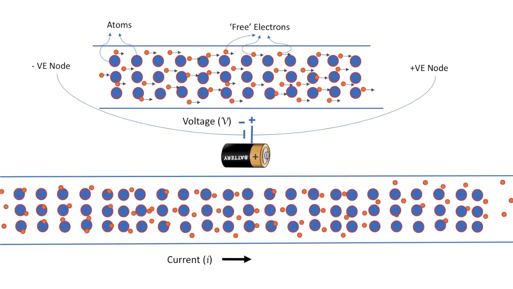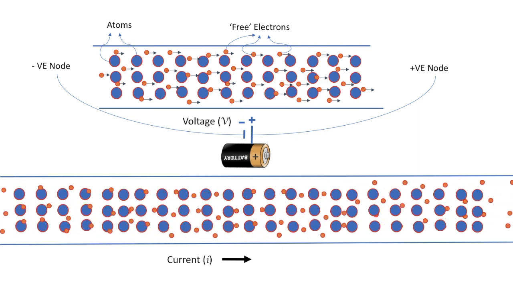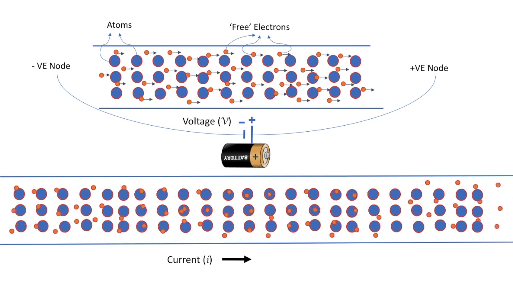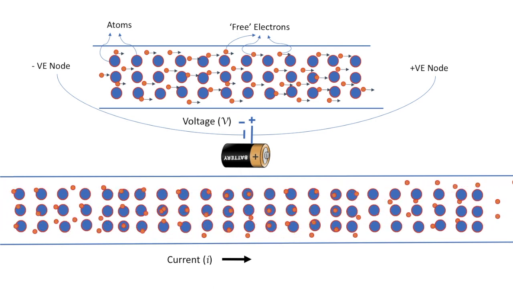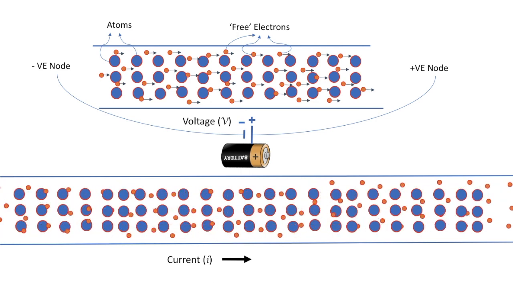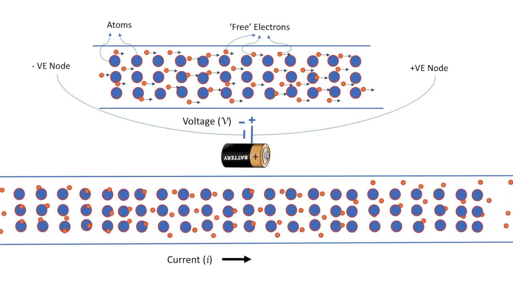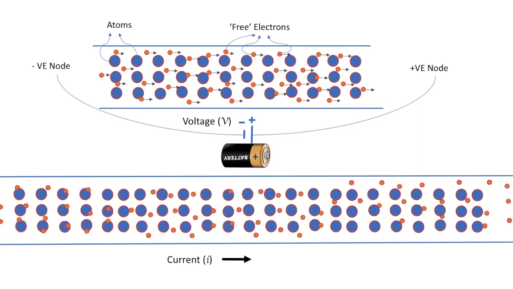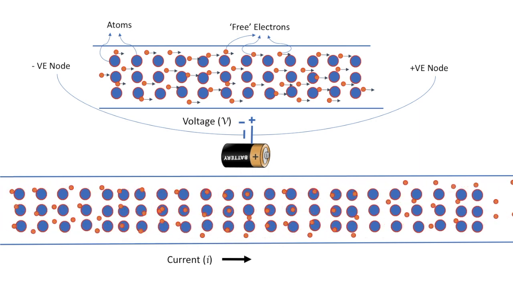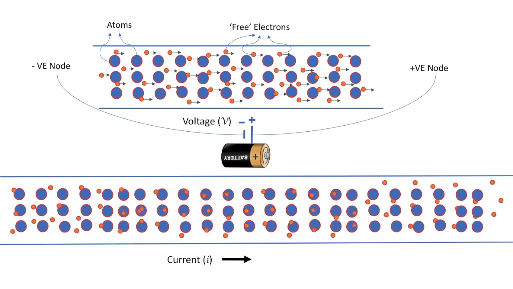And that's exactly what happens as soon as we connect a battery. All of these free electrons are now moving at a constant speed in a uniform direction, from left to right, from the negative end of the battery to the positive end of the battery. And this is what is called current. So as soon as we applied a voltage, the current started flowing.